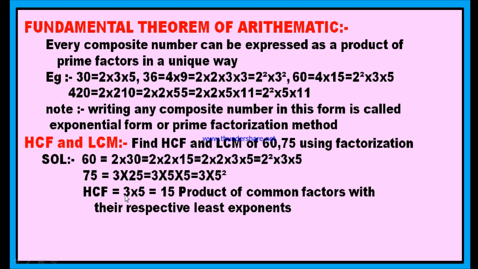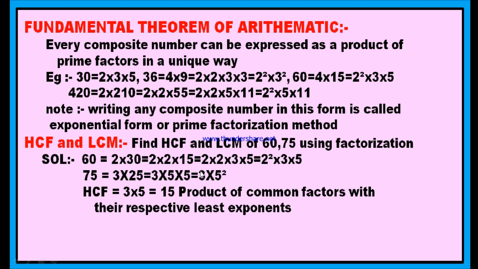Therefore HCF is equal to 3 into 2. Here 5 is a factor of 60 and 5 square is a factor of 75. Therefore, which is common? 5 and 5 square, the common is 5. Now out of these common factors, here the exponent of 5 is 1, here the exponent of 5 is 2. Therefore, what is the least exponent? 1. Therefore, you have to consider 5 only. HCF is 3 into 5.